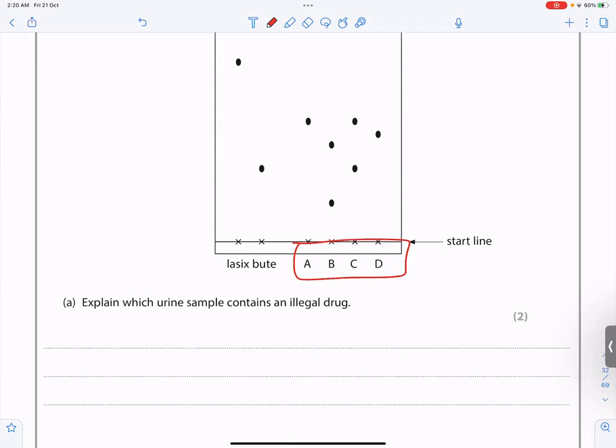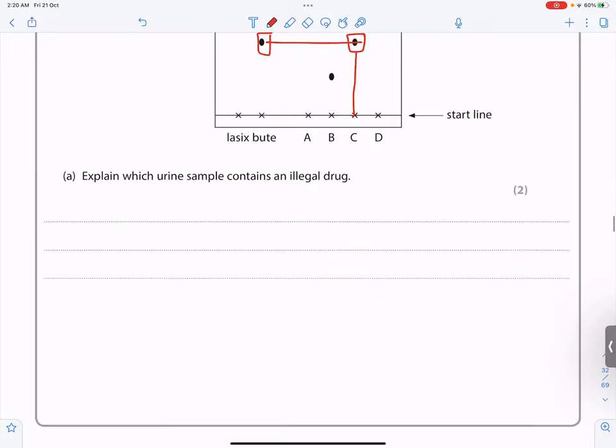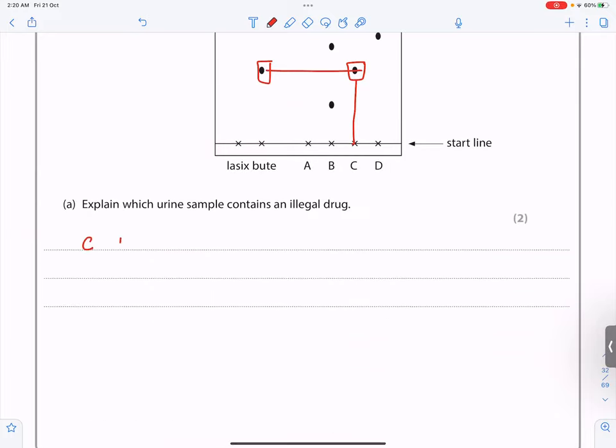These are the urine samples coming from the horses that enter the race, and these are the illegal drugs, lasix and butyrate. Explain which urine sample contains an illegal drug. By comparison, there is a spot in urine sample C matching the spot of the illegal drug butyrate. So here C, because it has a spot. You can write matching with, or in line with, or on the same height, at the same height as the spot of the illegal drug called butyrate.